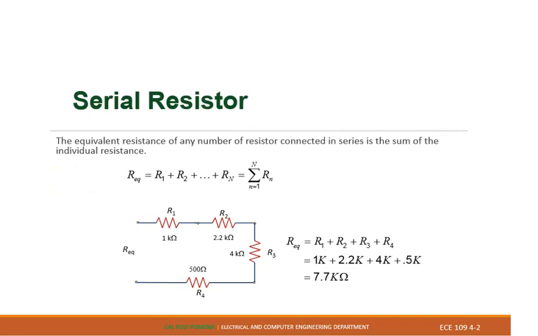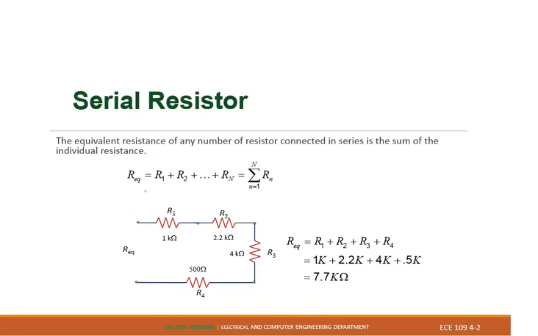First, serial resistors. If the resistors are connected to each other serially, the equivalent resistance value will be the sum of the individual resistances. So the equation can be given as R equal to R1 plus R2 plus ... plus Rn. So, sum of R.